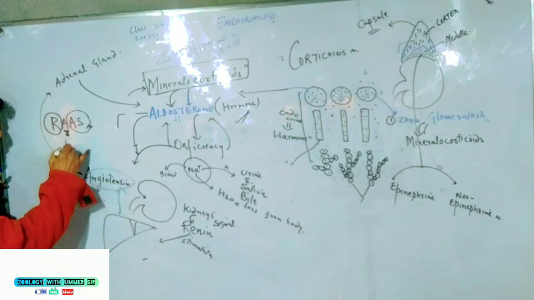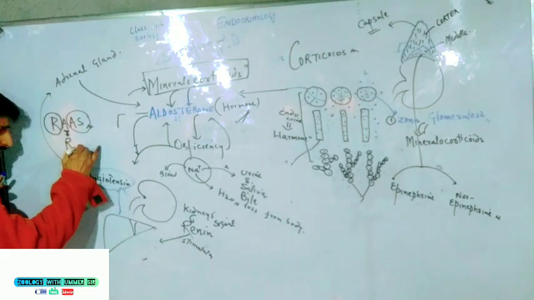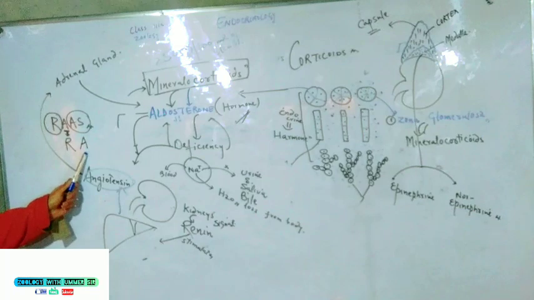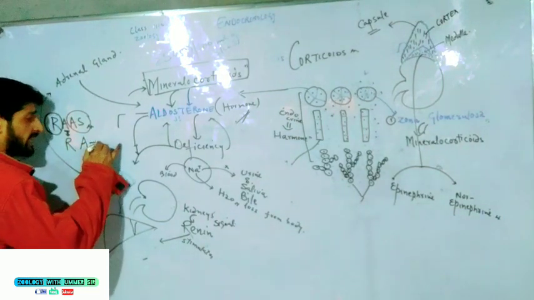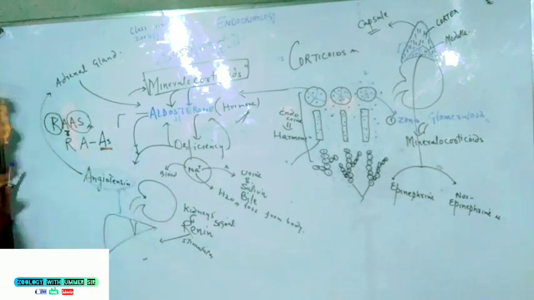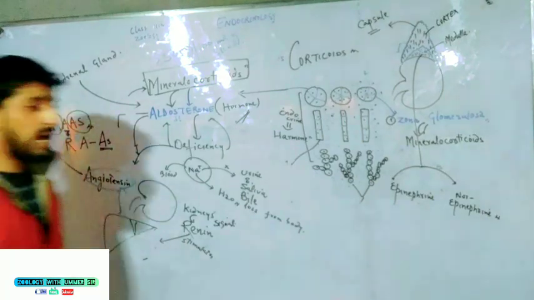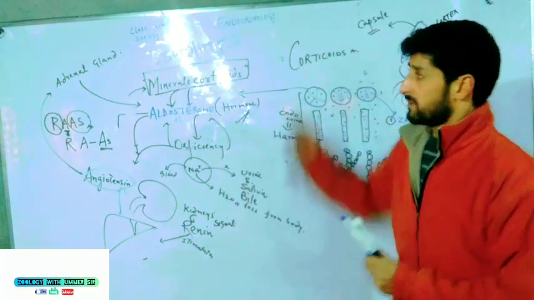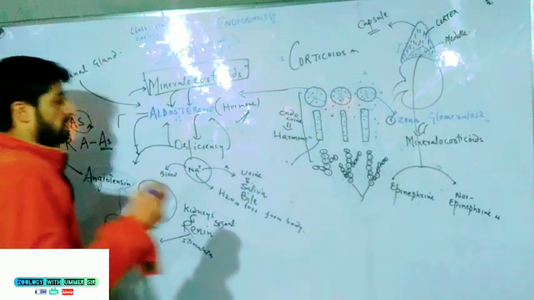That is what I called the RAAS mechanism. Renin produced from the kidneys stimulates the liver. The liver produces a very unique biological molecule called angiotensin. It is this angiotensin that then stimulates the adrenal gland, and the adrenal gland produces the aldosterone hormone. RAAS: renin, angiotensin, aldosterone system. Please keep it in focus. This might be asked in your NEET entrance examinations.